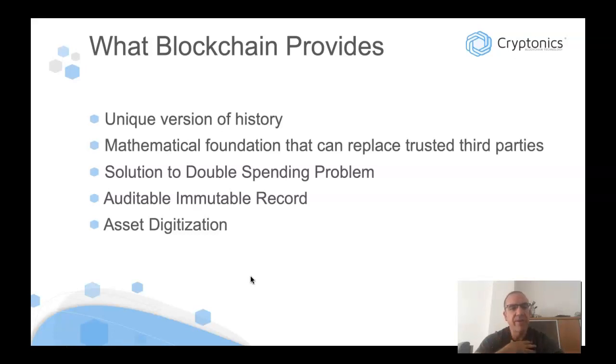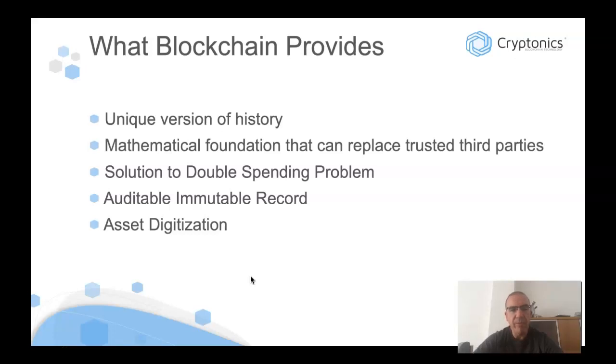So there's this consensus where nodes all reach the same list of transactions. And that gives us a mathematical foundation that we can use to replace trusted third parties. So now we don't need this central database like a bank that keeps track of balances on accounts anymore. We can do that through a mathematical protocol in a distributed way. And that's very powerful. And it's also a solution to the double spending problem.